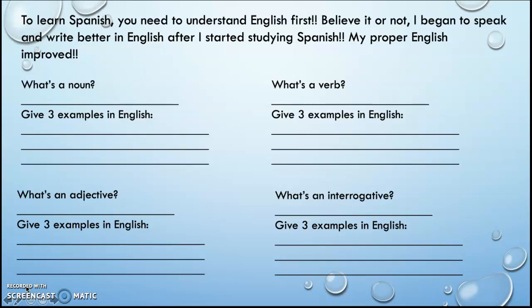Interrogative is just a fancy way of saying question word, right? Think about if you've ever heard of someone, a police officer, a detective giving an interrogation. What are they doing when they're interrogating? An interrogation, you're asking a lot of questions. An interrogative is a question word. These are your who, what, when, where, why, and how, which we will learn how to say in Espanol very soon. Okay.